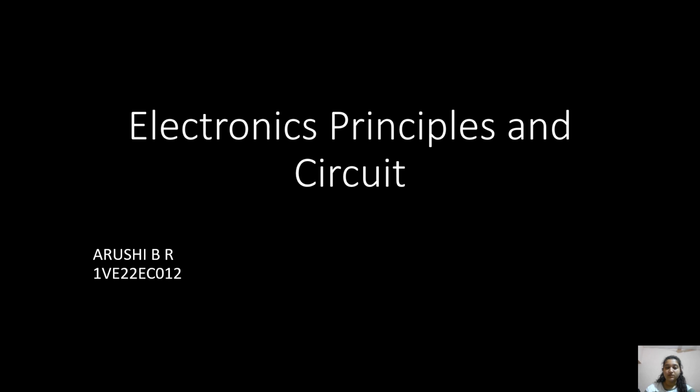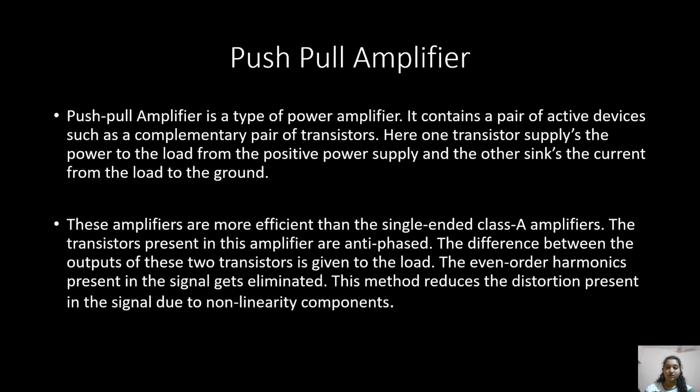In electronic principles and circuits, today I'm going to discuss the push-pull amplifier. A push-pull amplifier is a type of power amplifier. It contains a pair of active devices, such as a complementary pair of transistors. Here one transistor supplies power to the load from the positive power supply, and the other sinks the current from the load to the ground. These amplifiers are more efficient than single-ended class A amplifiers.